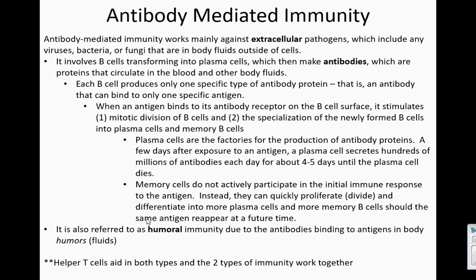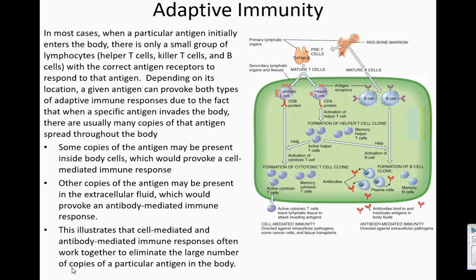Memory cells do not actively participate in the initial immune response to the antigen. Instead, they can quickly proliferate, or divide, differentiate, and then become more plasma cells, as well as more memory B cells, should the same antigen reappear at a future time. It's important to understand that these two divisions of the adaptive immune system don't work independently of one another, which is demonstrated down here at the bottom, stating that helper T cells aid both types, and the two types work together. And we can see that here on this image.